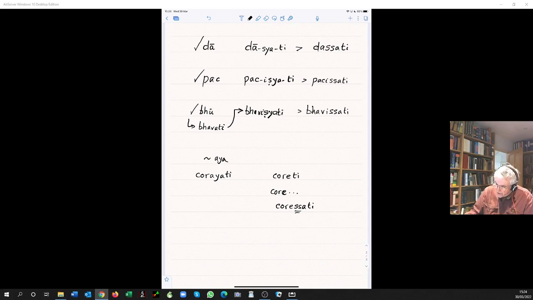In Sanskrit, it behaves in a very regular manner: chorayati, chorayishyati. So look, Sanskrit chorayishyati, Pali chorisati, and the rest then exactly follows: chorayishyati, chorayishyasi, chorayishyami, and so on. And in Pali, chorisati, chorisasi, chorisami, and so on.